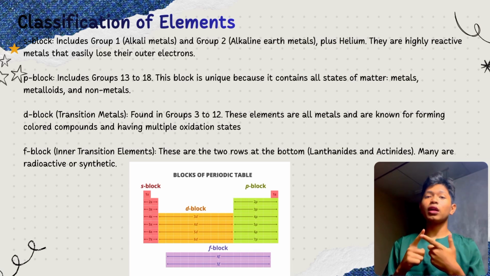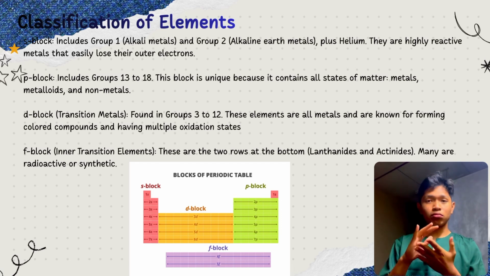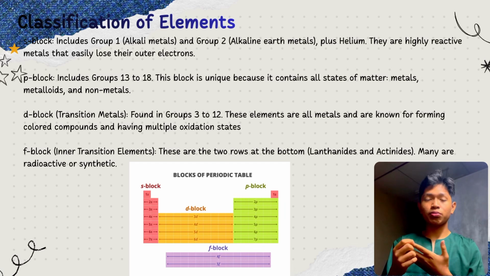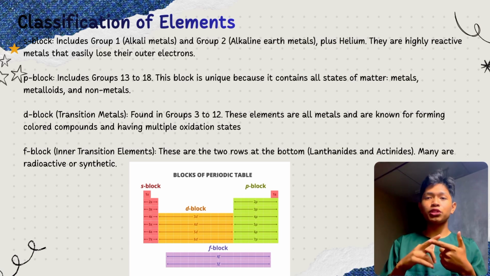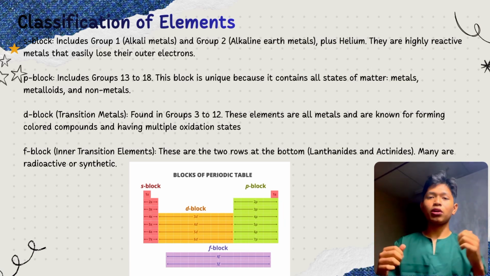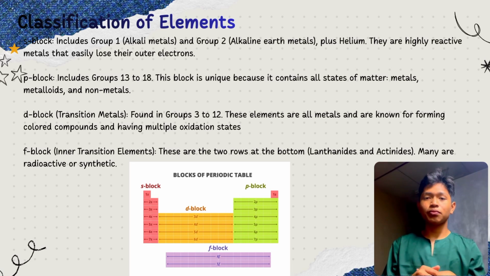For group 1 alkali metals and group 2 alkaline earth metals, plus helium, they are highly reactive metals that easily lose their valence electrons. Second, the P block, includes group 13 to 18. This block is unique because it contains all states of matter, metals, metalloids, and non-metals.